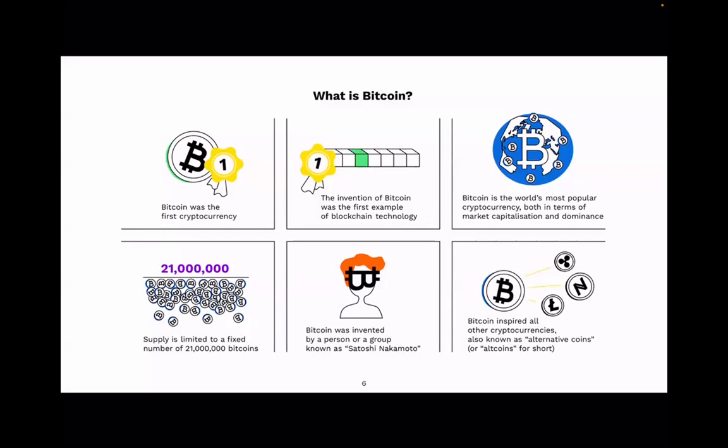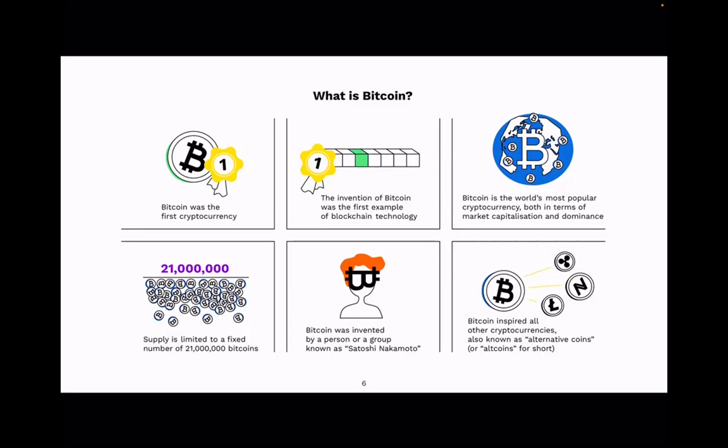In this paper, it explained that Bitcoin will be a cryptocurrency which is decentralized, which means this currency is fully digital and it does not follow a certain regulating authority. It is based on a program which runs by itself and does not need any types of intervention. Its supply is limited and it's fixed at 21 million Bitcoins. We will later explain why this choice was made, but basically it's done to prevent inflation and loss of value in the currency. The invention of Bitcoin was the first example of blockchain technology, and we'll explain in the next slide what exactly blockchain technology is.